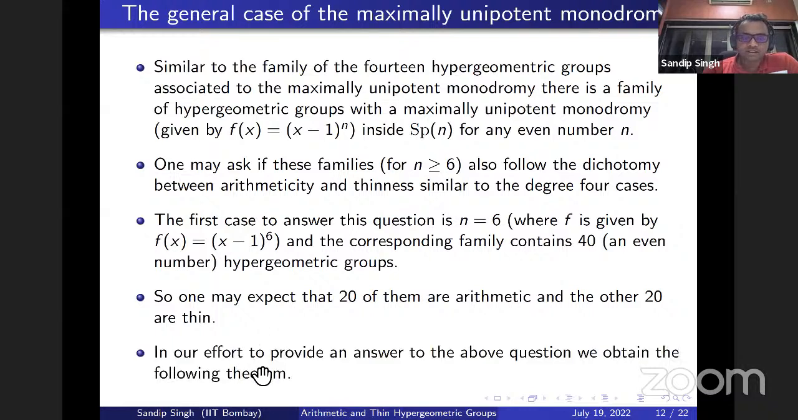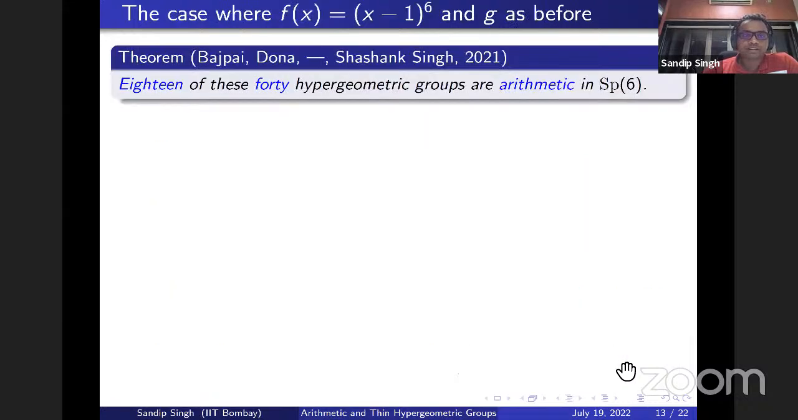Okay. So in our effort to provide an answer to the above question, we obtained the following theorem. This is a theorem obtained jointly with Bombay, Dona, and my PhD student Singh. We actually showed that 18 of these 40 hypergeometric groups are arithmetic in Sp6.